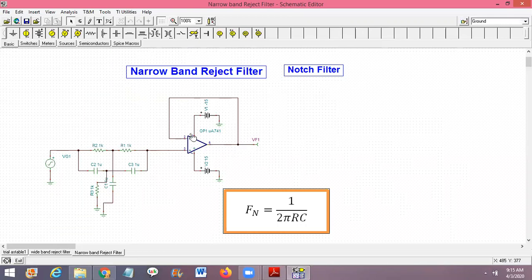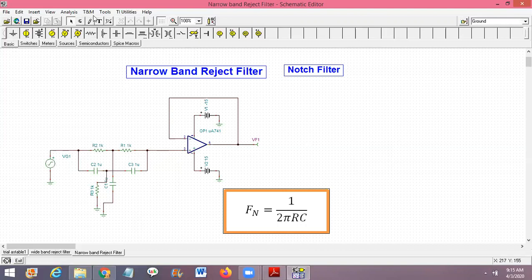Basically, it is a non-inverting amplifier with a voltage follower, which means the gain is equal to 1, and the input is given here to pin number 3. How is the input given? First, we are making the two T sections, and then the output of that is given to the non-inverting terminal.